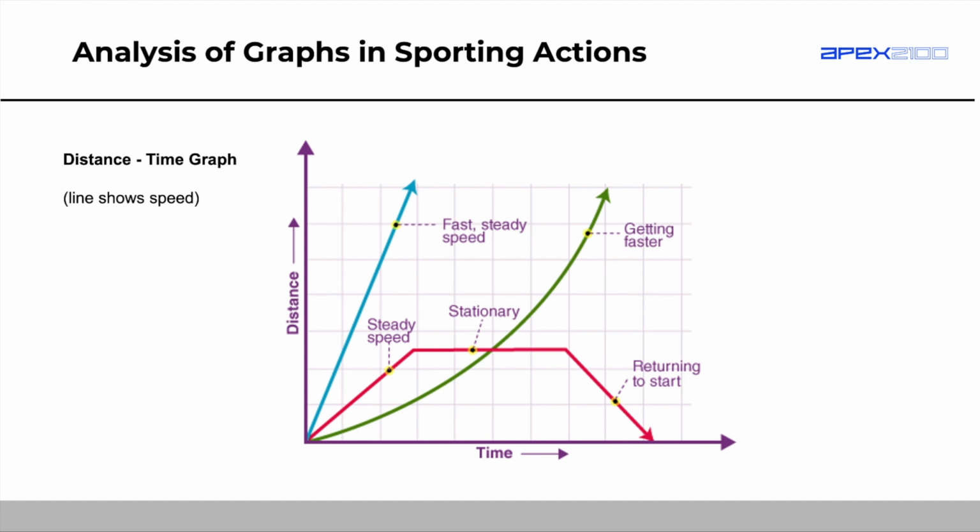In the green line, we have an arc. Now the arc shows us an acceleration, that they're getting faster, that they're moving quicker than they were at the start. So whenever we see a curved line in a distance time graph, that shows us an acceleration there. So as time goes on, distance also starts to get quicker and quicker and quicker, showing acceleration.